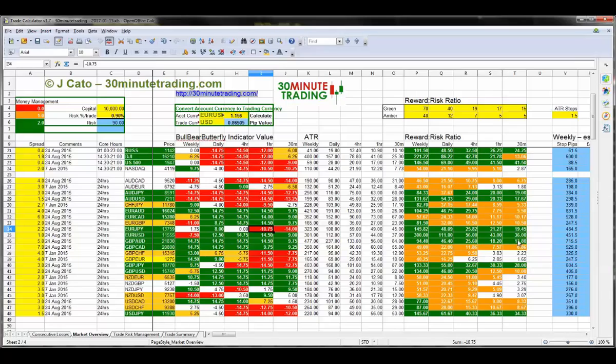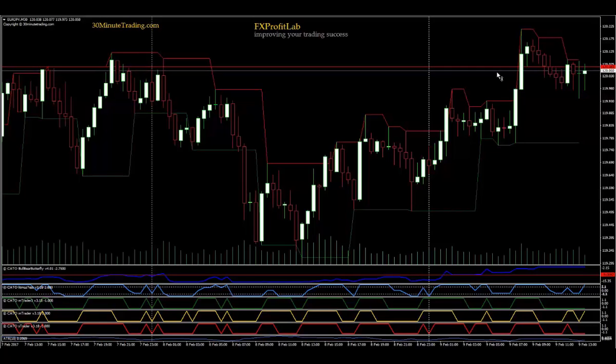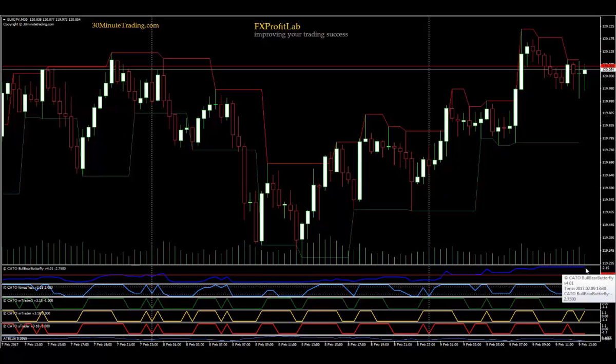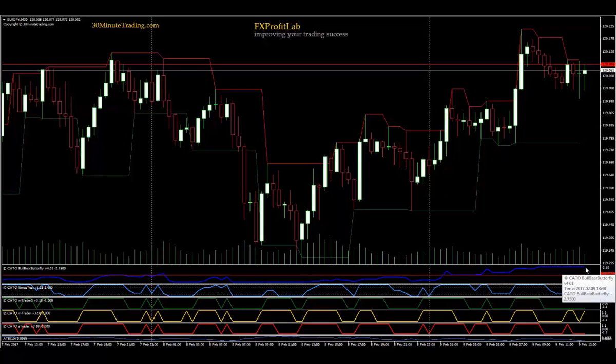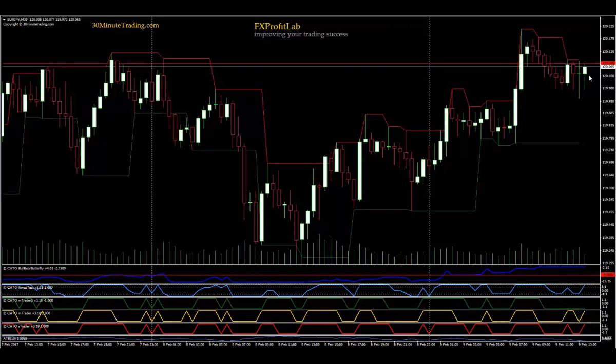Now when I'm interested in trading, of course, then I'd take the particular asset and put up the chart. For example, let's just take the euro yen now and see what we get. Euro yen 30-minute, okay, so here we are on the euro yen 30-minute, and we can see at the moment the bull bear butterfly line is down here. It's reading about minus 2.75. So for this particular moment it's minus 2.75 and the price is 120.06.